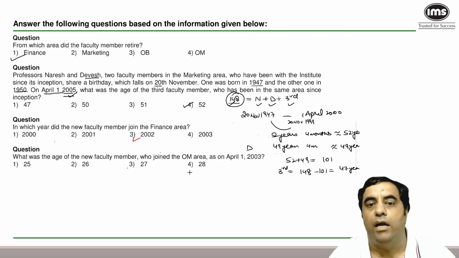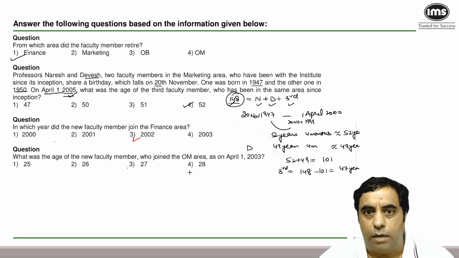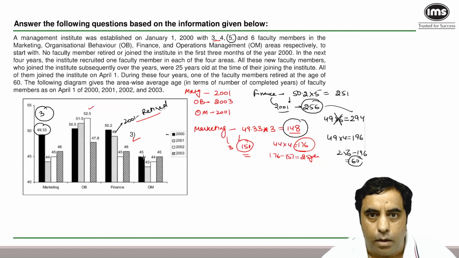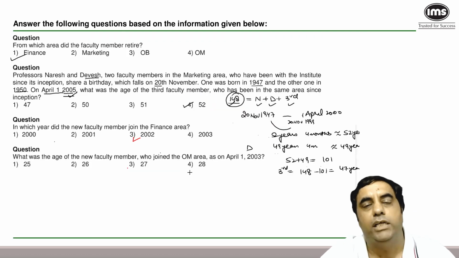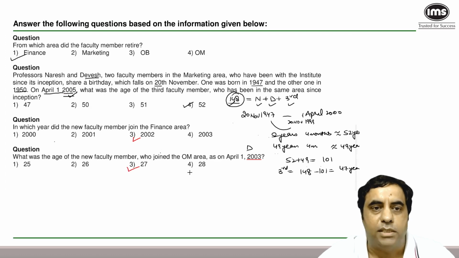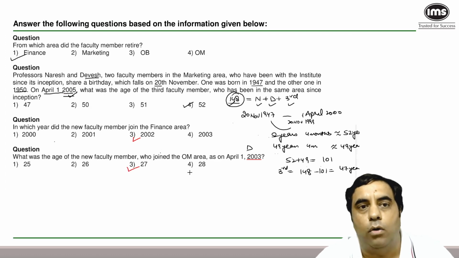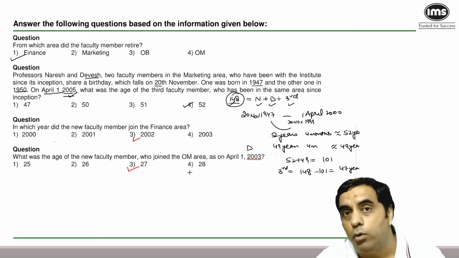What was the age of a new faculty member who joined the OM area as on 1st April 2003? So we are supposed to identify the year when that person joined OM. For OM, a person joined in 2001, 1st April, and the age at that point of time was 25. So the age of that person in 2003 is going to be 2 years more than that. Therefore, it's going to be 26. So what you have seen is that out of these 4 questions, only question number 2 requires some calculation. The other 3 are doable once I'm able to fill in the data.